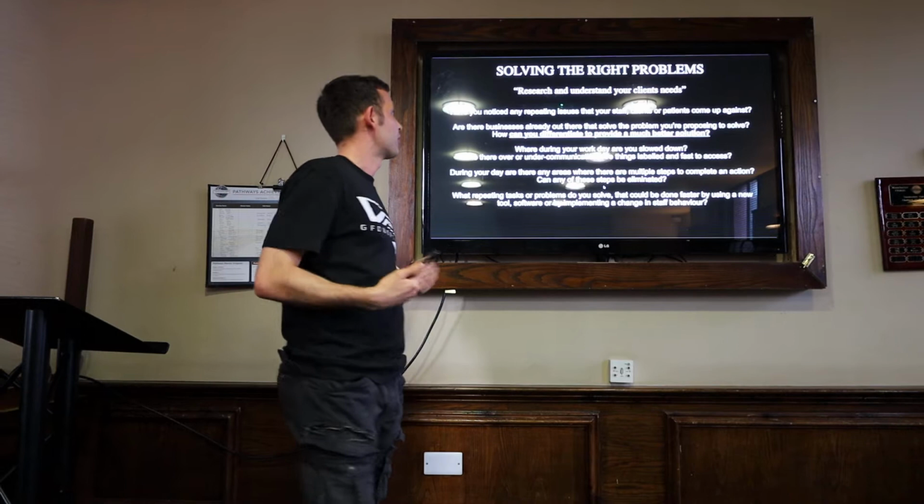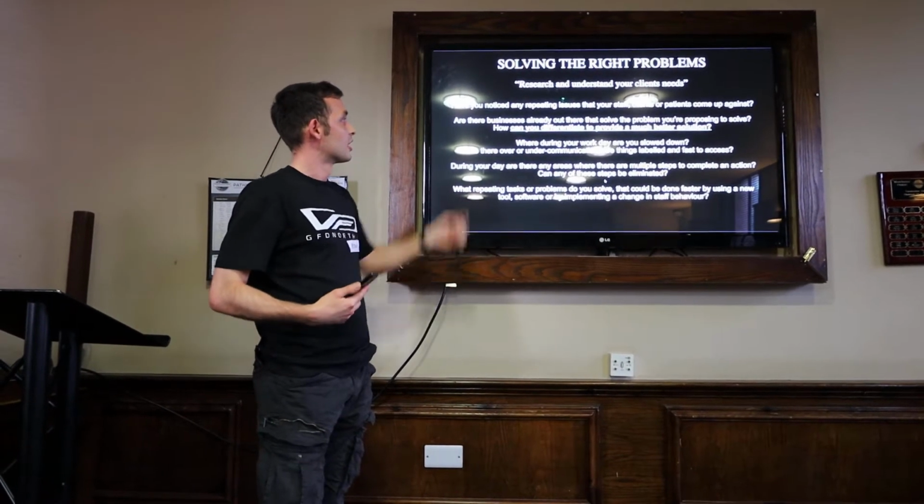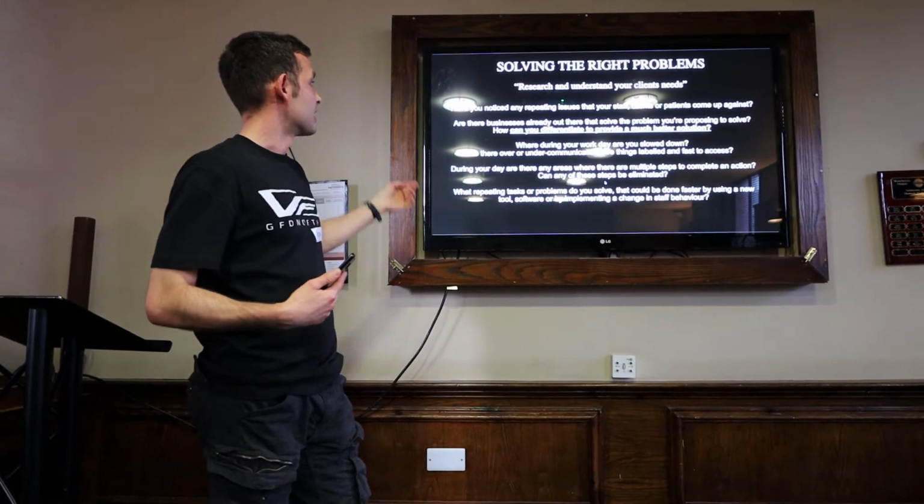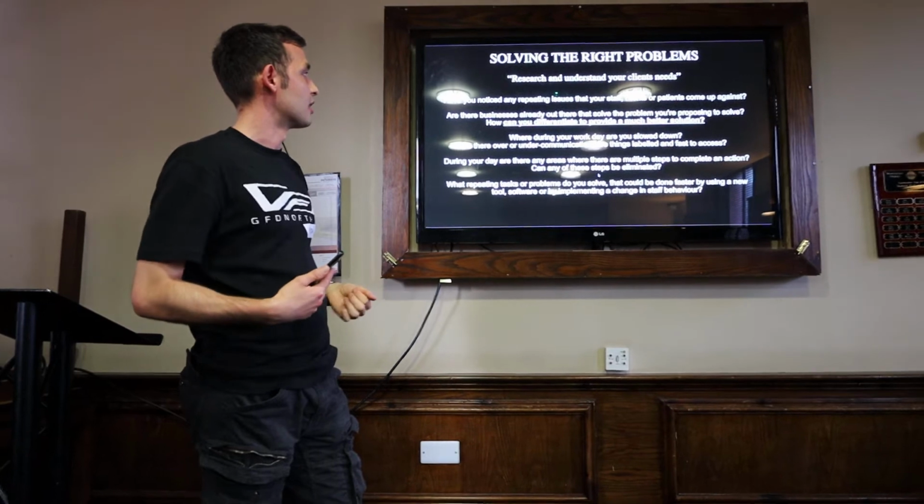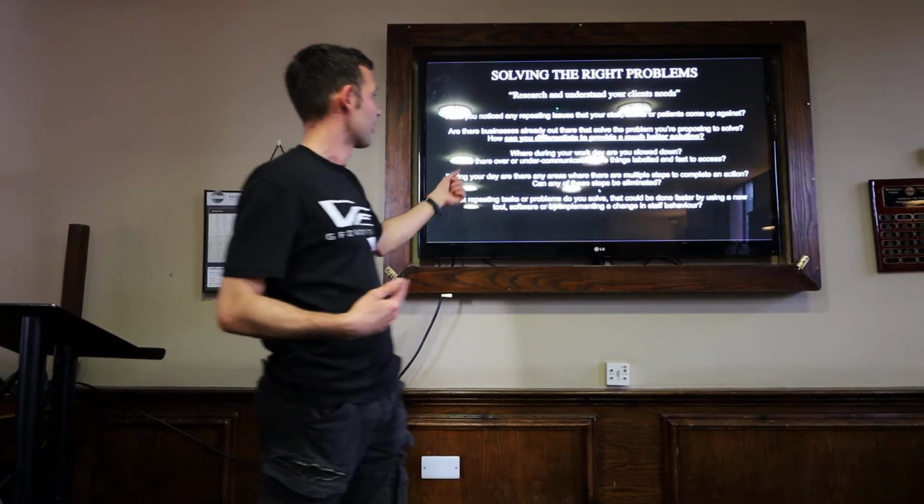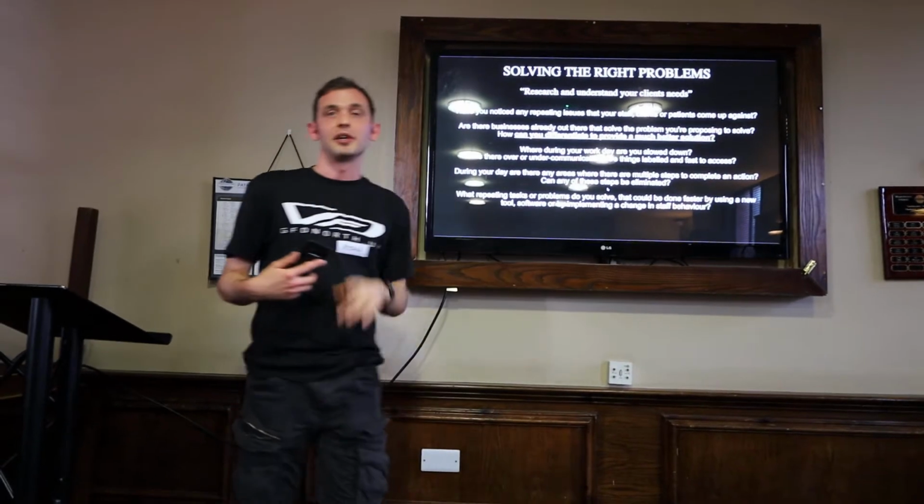Okay, so then just moving on, so you've got your unique idea, you've got your business, maybe you just want to try and be more efficient. So we can ask ourselves questions like, where during your workday are you slowed down? Is there over or under communication? Are things labelled and faster to access? And during your day, are there any areas where there are multiple steps to complete an action? And can any of these be eliminated?